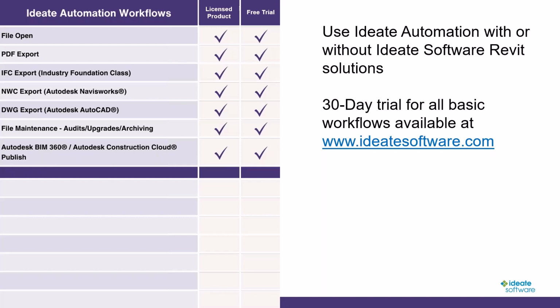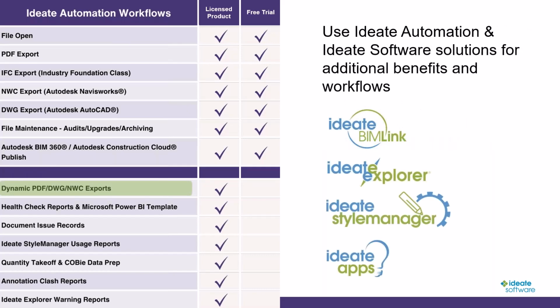Now, if you have Ideate software, many of you probably have our bundle, then you could add the power of BIMLink, Explorer, Style Manager, and apps, and you can do many more tasks. I highlighted in green here what we're going to talk about, the dynamic PDF, DWG, NWC exports today. If you're just starting out and you don't have any Ideate software, you can still use Ideate Automation, or if you have one or more of these solutions, you can still try out Ideate Automation and work with one of our applications.